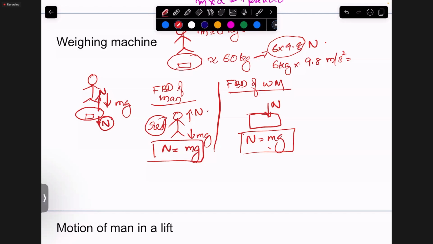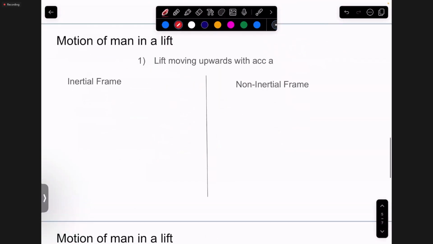So your mass will not vary, but your weight will vary on different planets depending on the acceleration of gravity. But on Earth, if you want to see the variation of weight of you or your friend, or of any object, then what do you have to do? We'll see that. The first is motion of a man in a lift.